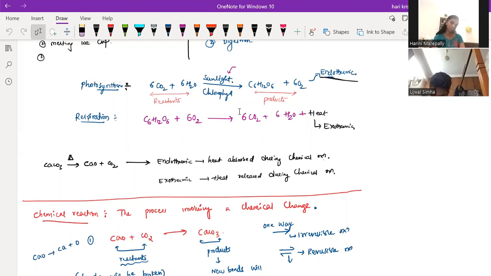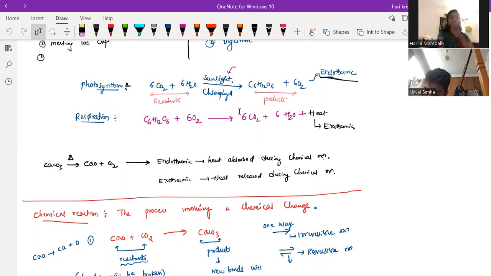Photosynthesis is an endothermic process. That means it will absorb the heat energy. Endothermic means what? It will absorb the heat energy. Exothermic means it will release the heat energy. So respiration means what? Exactly opposite of photosynthesis. If you write the products as reactants and reactants as products, it is a respiration process.